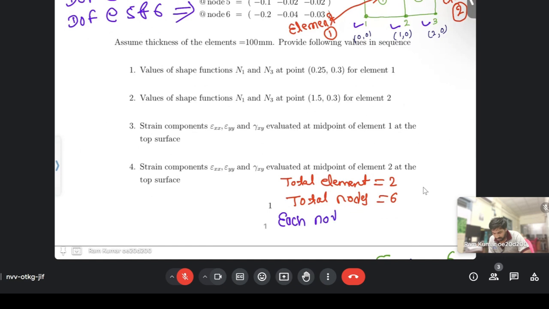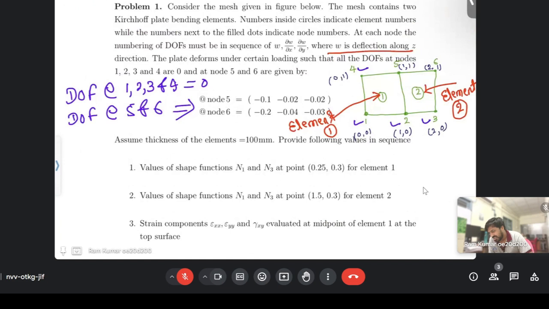Each node, this one point we have taken. So each node has 3 degrees of freedom. Assume thickness of element 100 mm. Provide the following values in the sequence. First, N1 and N3 we have to find. N1 and N3.